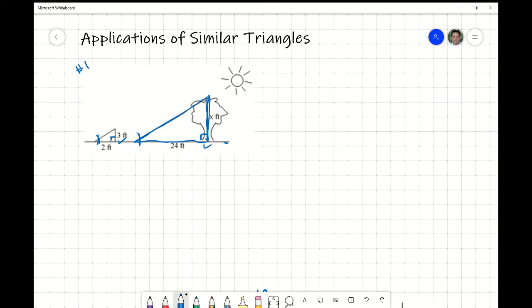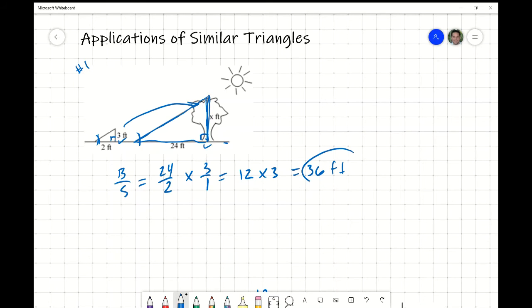All right, so the easiest way to work this out is to take these two horizontal sides and create a scale factor that's going to stretch that 3 feet to a much taller height of the tree. So we're going to do a big over small. We're going to set that equal to the 24 over 2, and then we're simply going to multiply that times the 3, right? So what do we get there? That's 12 times 3 is equal to 36 feet, right? So there's our answer for the first one.